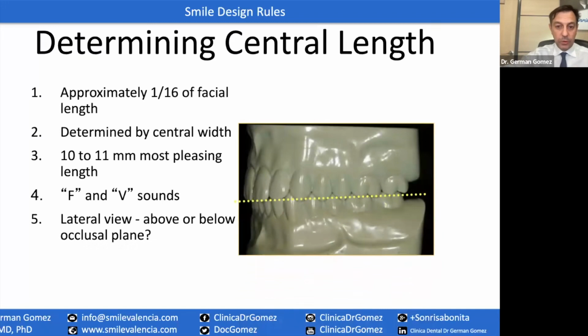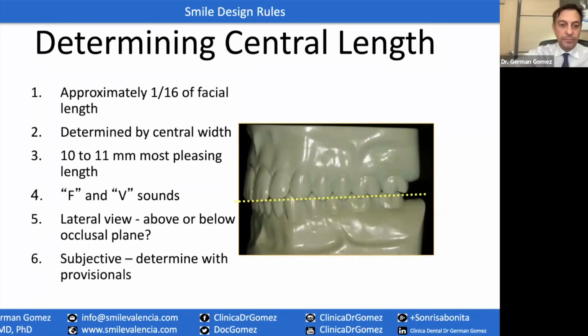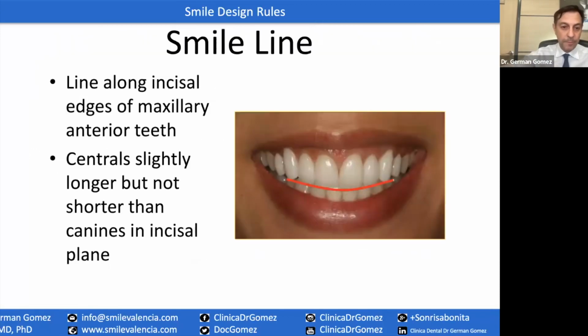So in the lateral plane, how does it look? Is it too long or too short? You can make some provisionals with that length and let the patient say V and F sounds. And then, does it follow the smile line, following the lower lip?